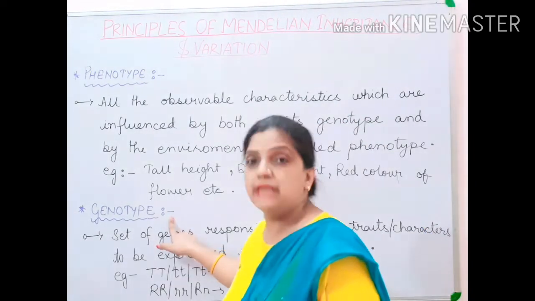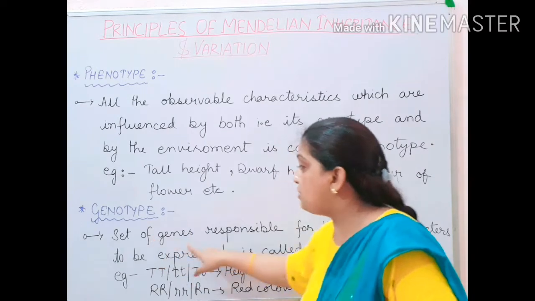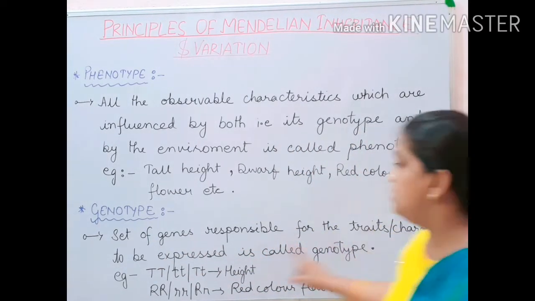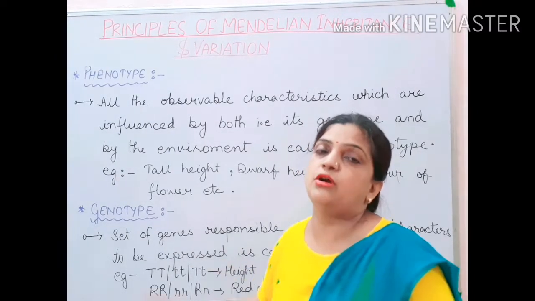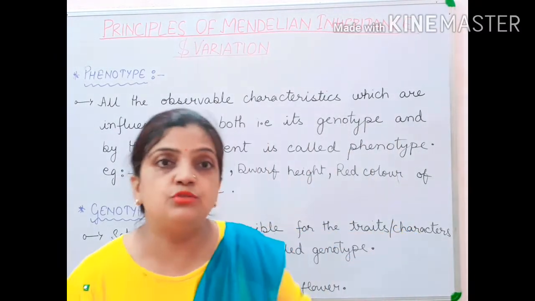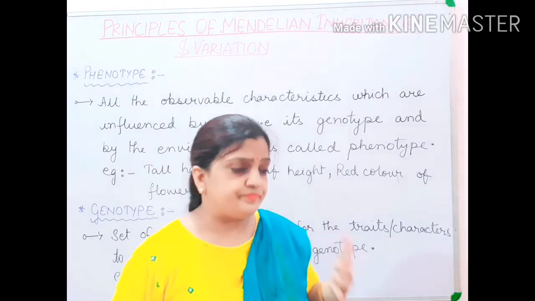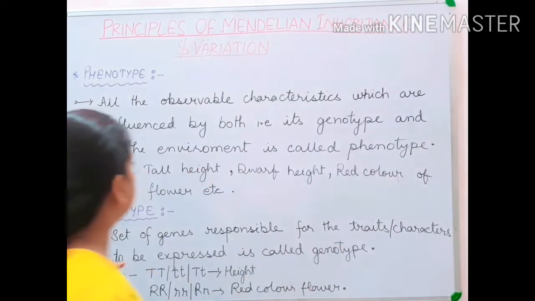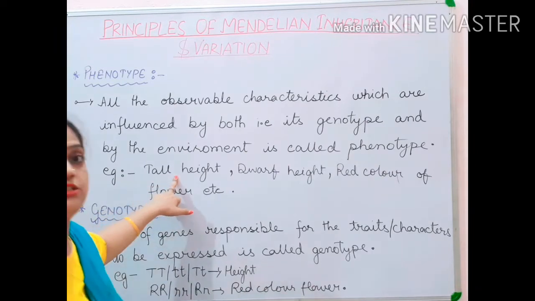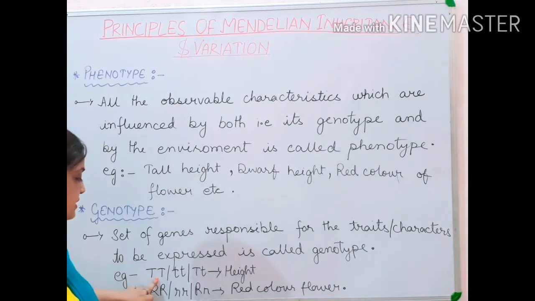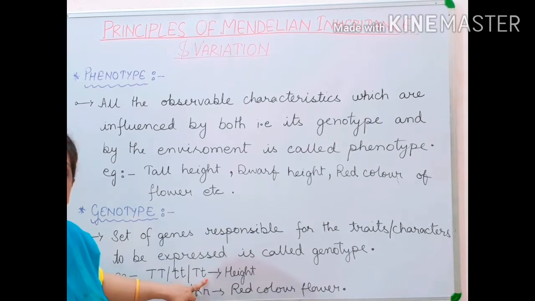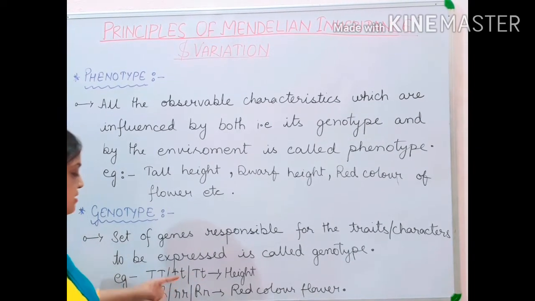So genotype. A set of genes responsible for the traits or characters to be expressed is called genotype. I have taken the example of tall height. For tall, I have taken the genes capital T, capital T, and capital T, small t. Children, the genes for dwarfness are small t, small t.